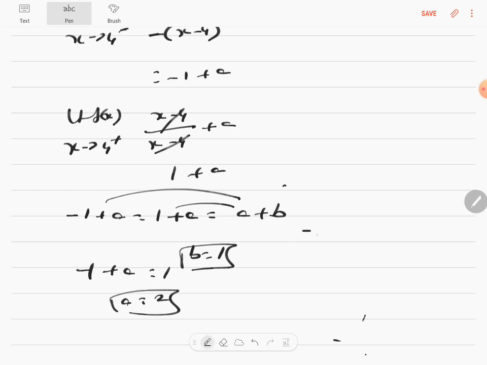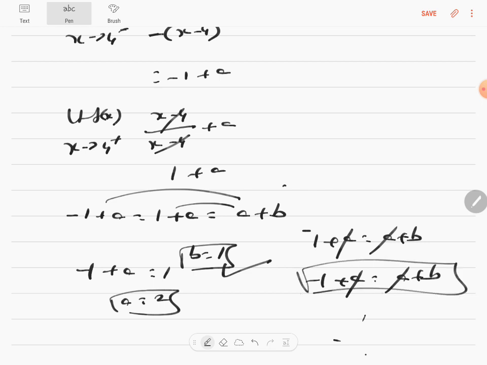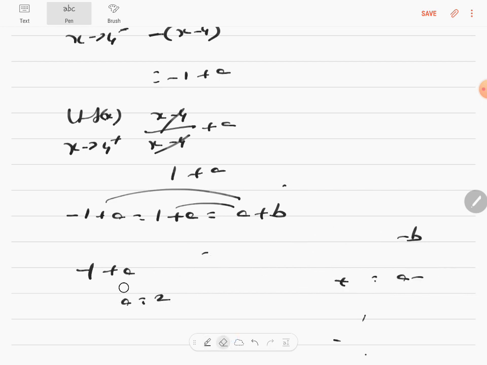Let me do it again. 1 plus a is equal to a plus b. A and a get cancelled. B is equal to 1. Then minus 1 plus a is equal to a plus b, where a and a get cancelled. B is equal to, no, something is again wrong. Minus 1 plus a is equal to a plus b. A and a get cancelled. B is equal to minus 1. How can I get two different values of b? What is the mistake I'm doing?